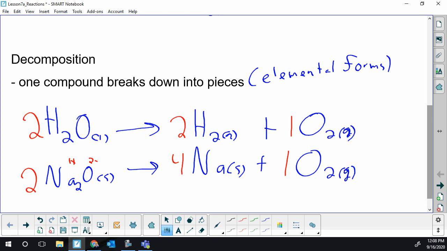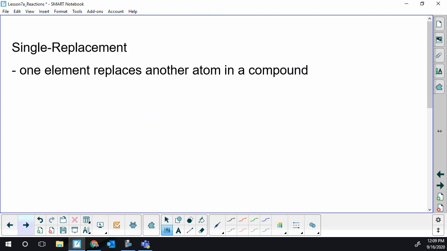Formation, decomposition. We're going to run into the next 2, which are often taught in pairs. They're not opposites, but they have some similarities. Single and double replacement reactions. We're going to start with single replacement, 1 switch, and then we'll move into double replacement where there's 2 swapping or switching of ions.